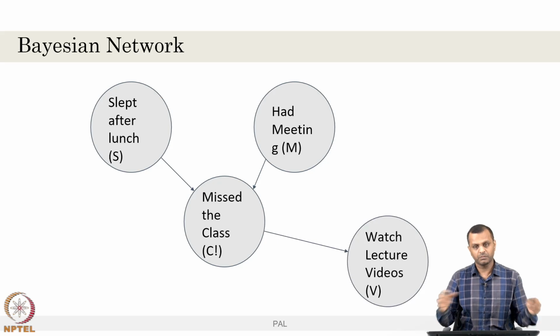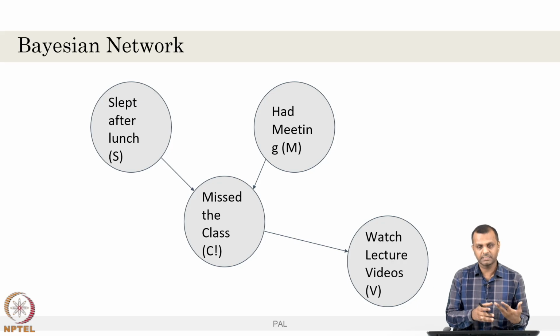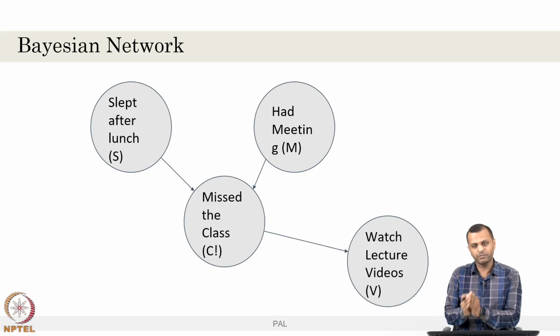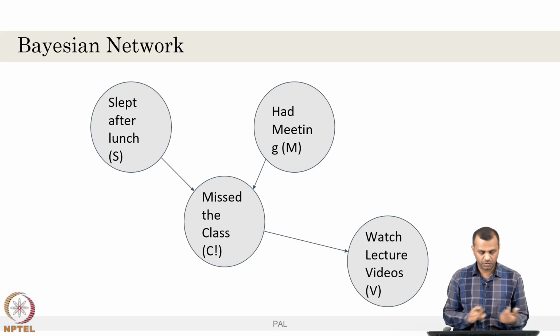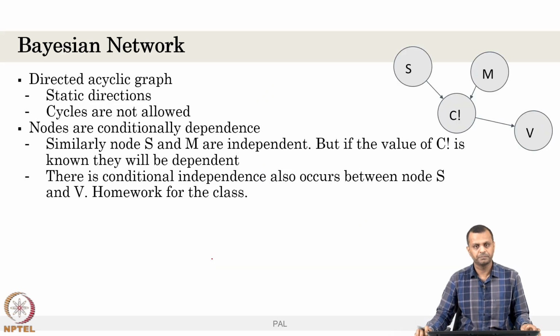Now this leads to another event. If I miss my class at 3 p.m. and I'm not able to attend, the lecturer might have uploaded the videos in some other place, then I can watch the videos on Moodle, or maybe read the slides or talk to friends. So, watching video lectures, something like that. If I miss the class, I might watch the videos. Now you see there are nodes, and we started giving the variables: sleeping S, meeting M, missing the class C, then watching video lectures V.